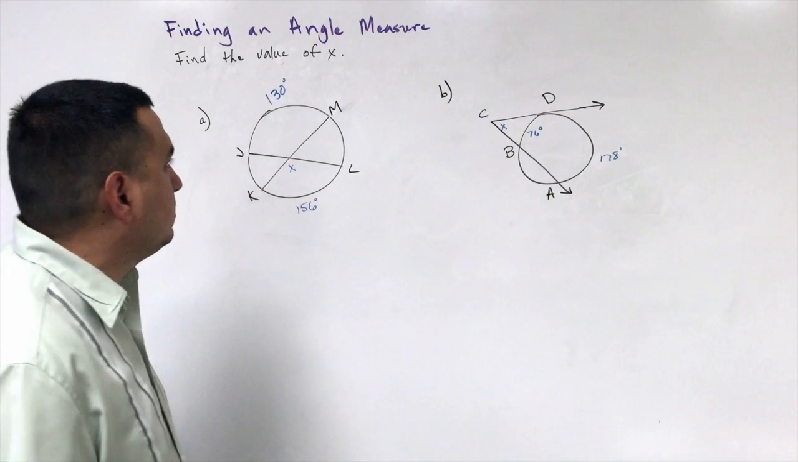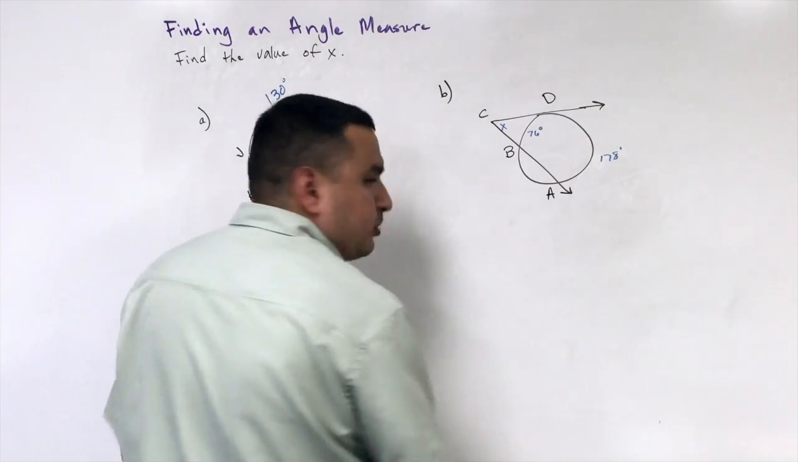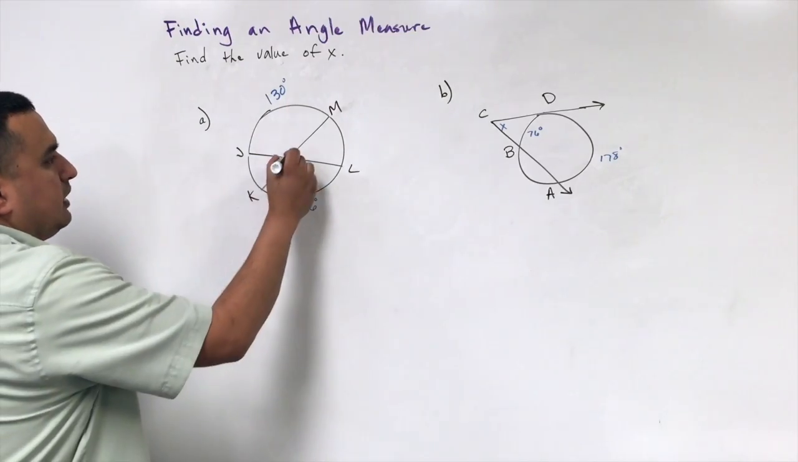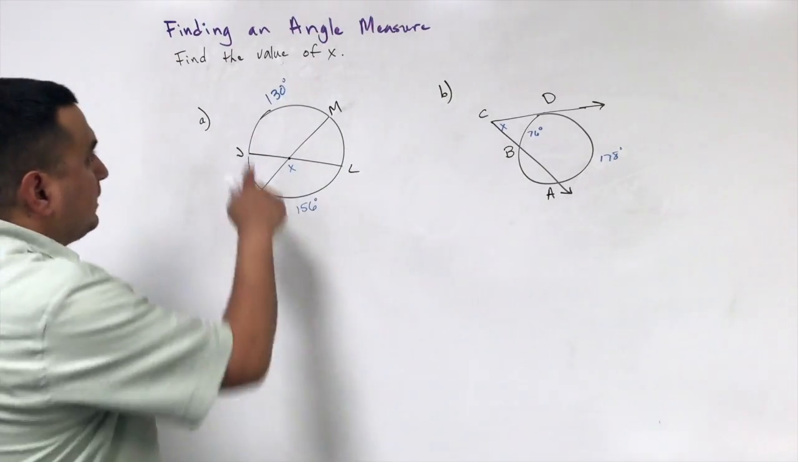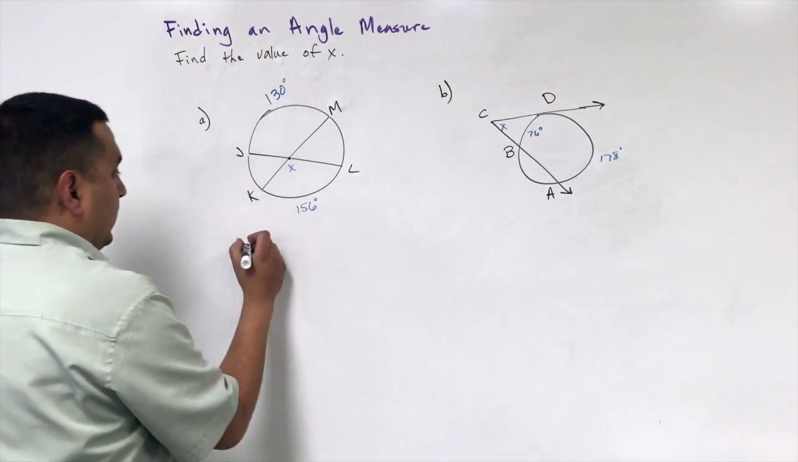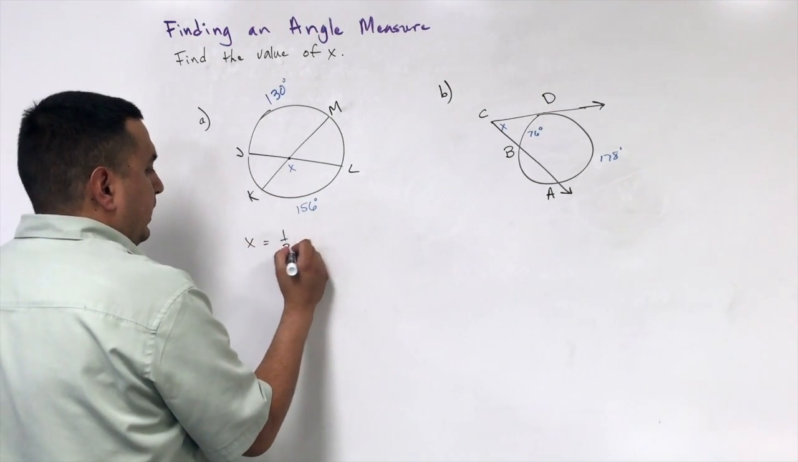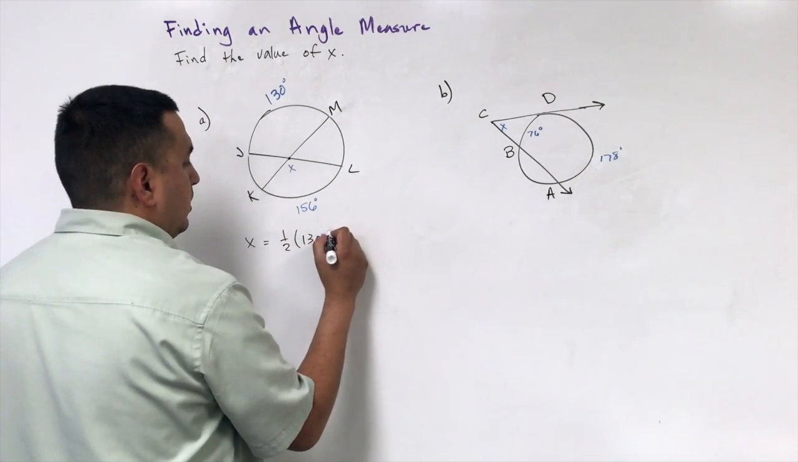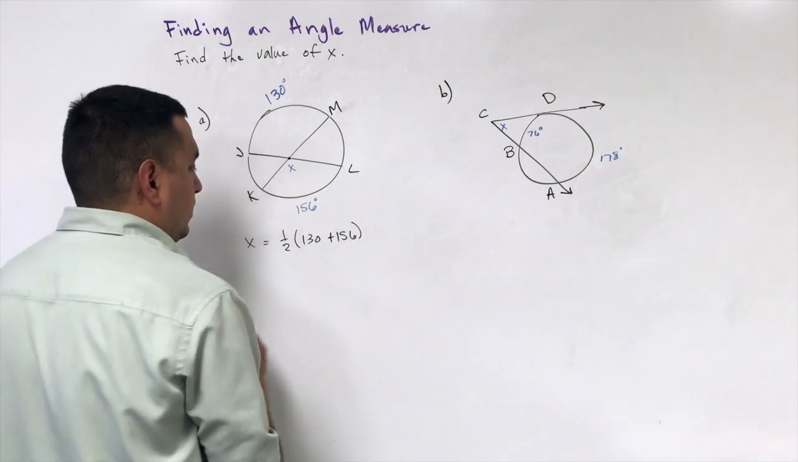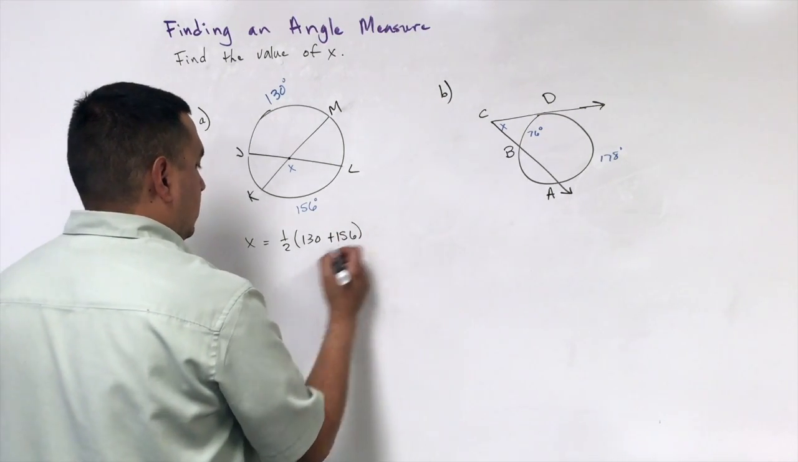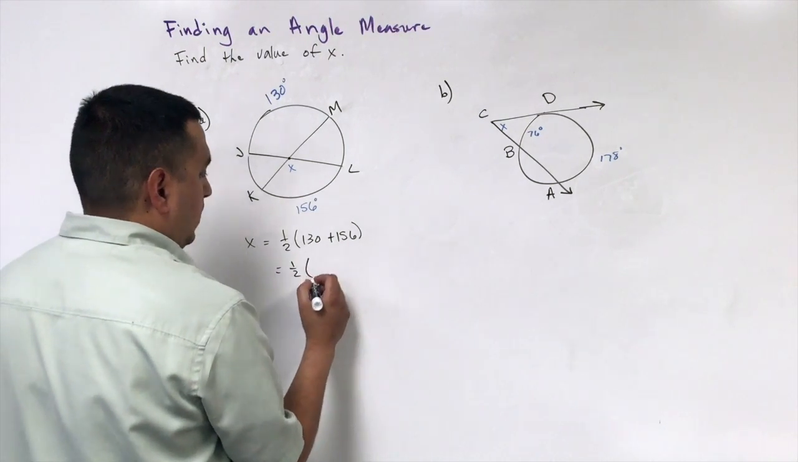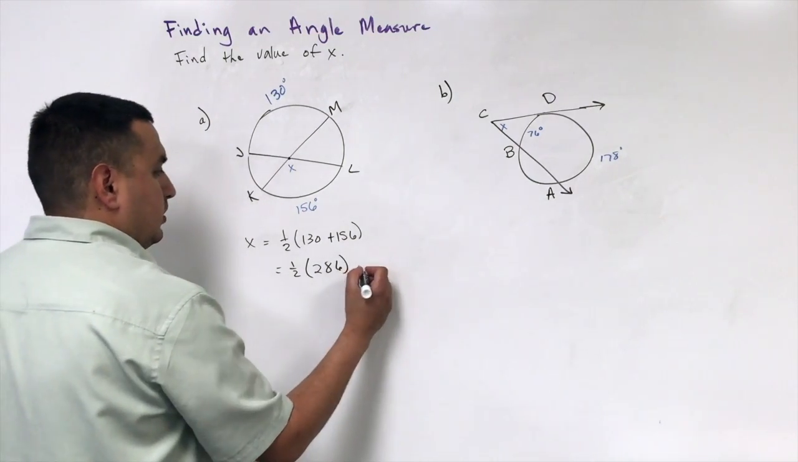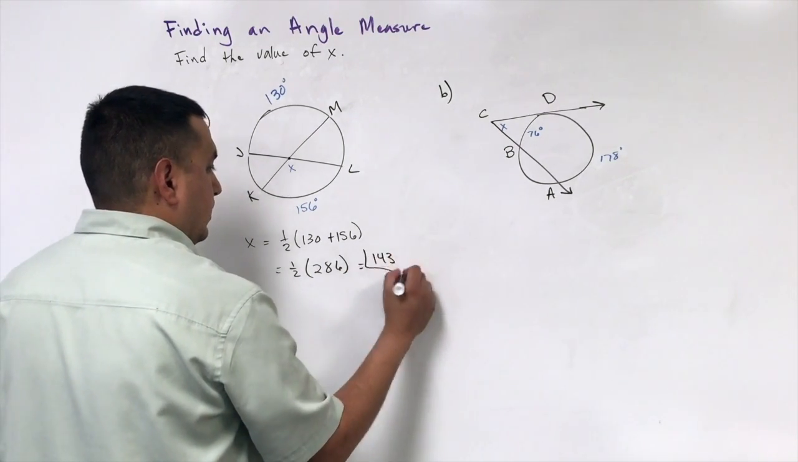Alright, so now let's look at these theorems with some numbers in them. This first one, the angle is inside the circle, so that means I'm going to add the intercepted arcs. So to find x, I need to take 1/2 the sum of the intercepted arcs. So I need to do 130 plus 156. That would be 286. And half of 286 is 143.